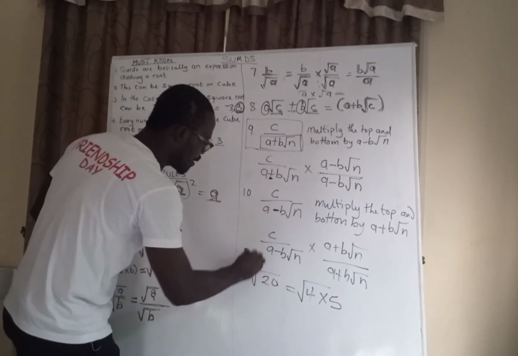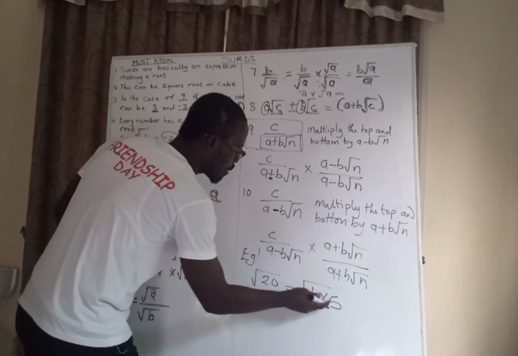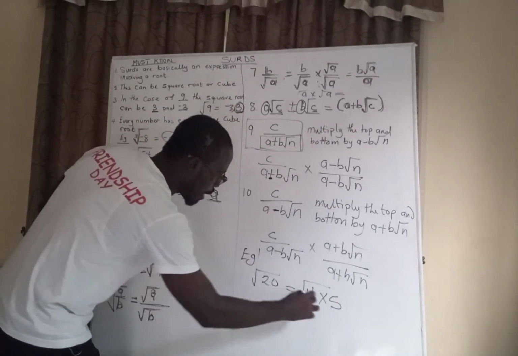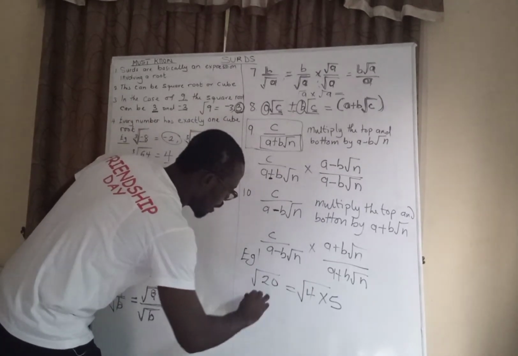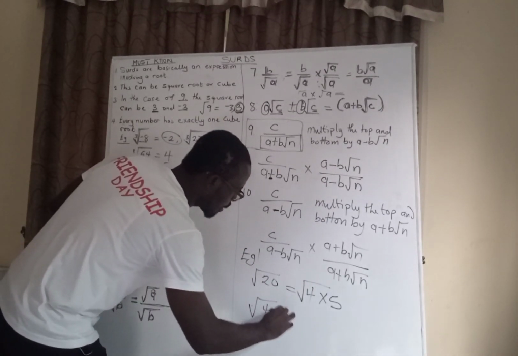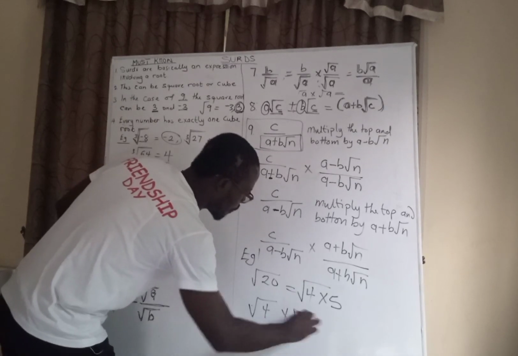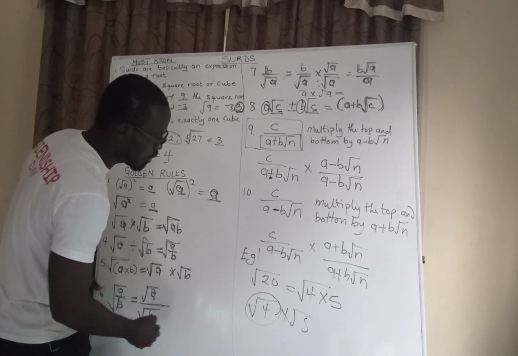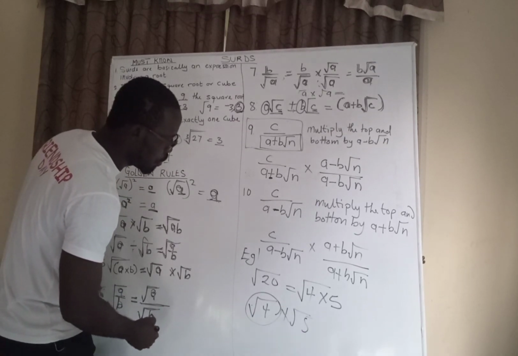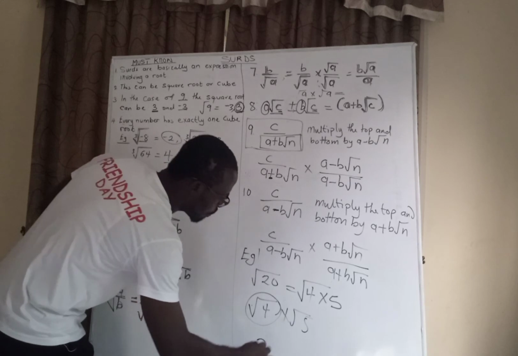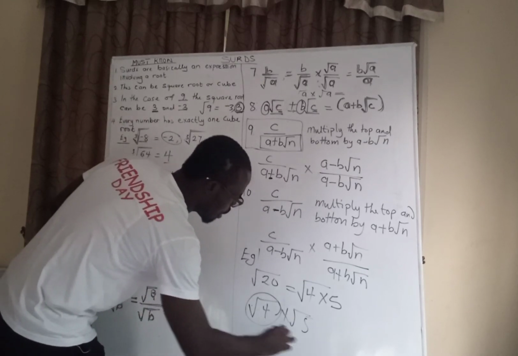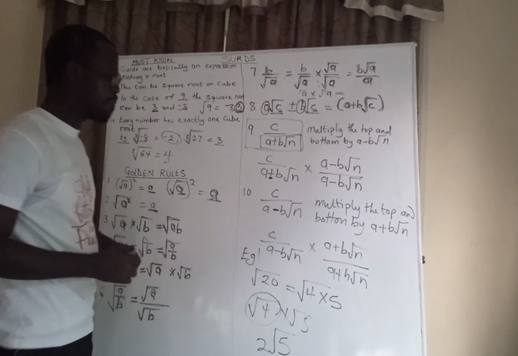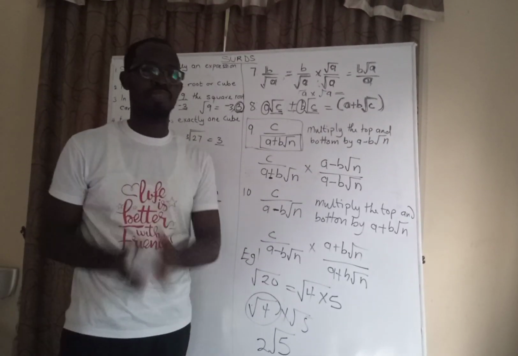Let's call this one example 1. 4 times 5. So we can write this one as the square root of 4 times the square root of 5. We can find the square root of this, can we? Yeah, we can. 2, 2 is 4. So we have 2 the square root of 5. This is one of them.